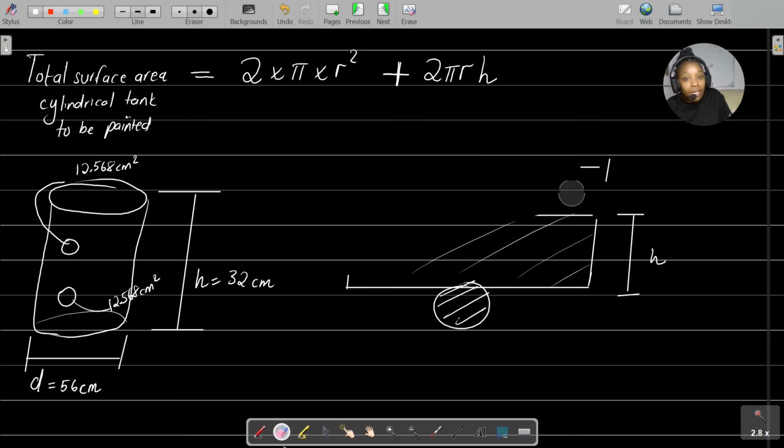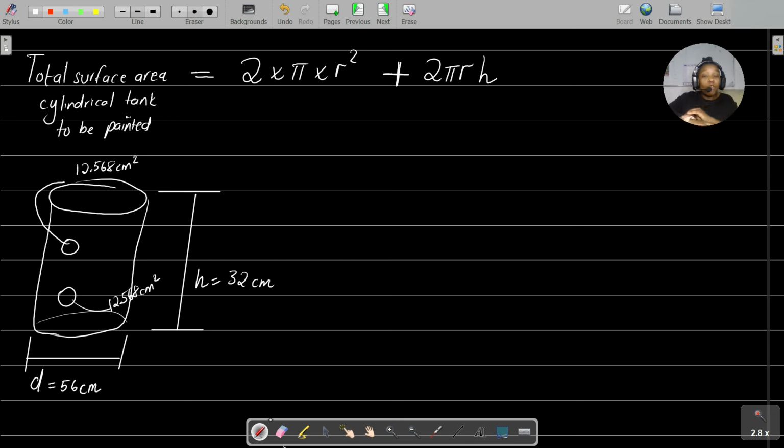So working with the application of what we already know, very easy. I'm just going to use my pi. I'm going to say my pi is approximately equal to 3.142.